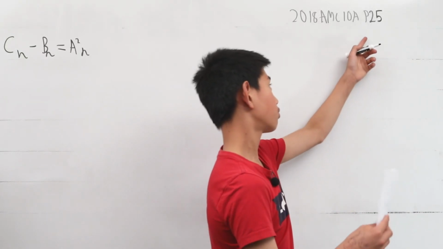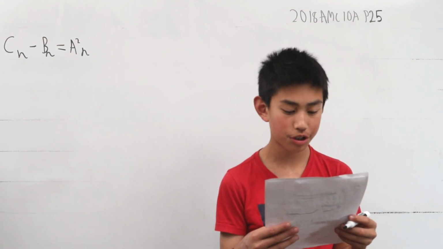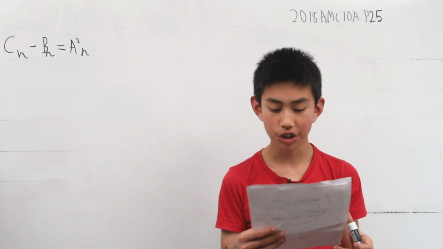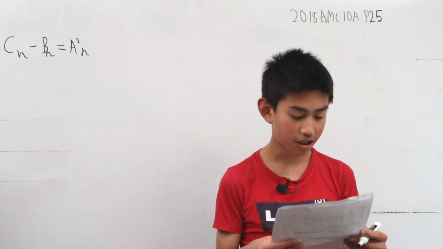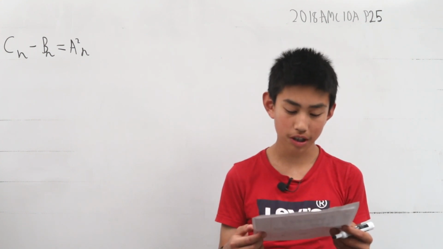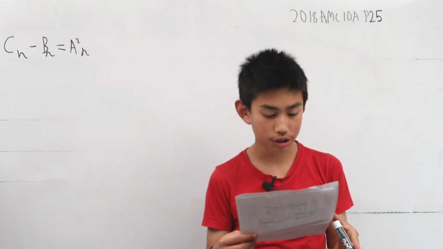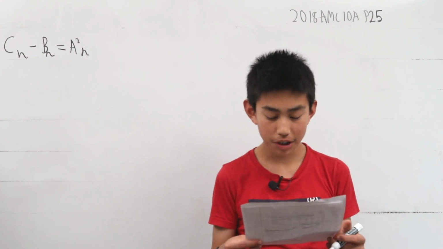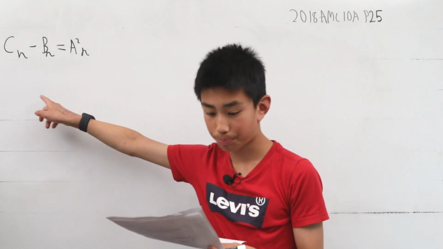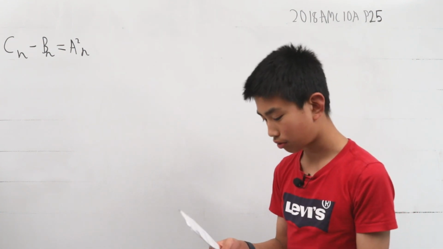We're solving problem 25 from the AMC10A from 2018. For a positive integer n and non-zero digits a, b, and c, let a sub n be the n-digit integer, each of whose digits is equal to a. Let b sub n be the n-digit integer, each of whose digits is equal to b, and let c sub n be the 2n-digit integer, each of whose digits is equal to c. What is the greatest possible value for a plus b plus c for which there are at least two values of n such that this equation is true? So, what we can do is we can sort of test things out.